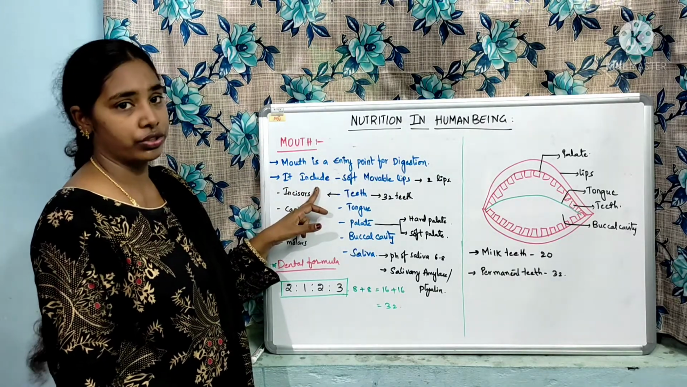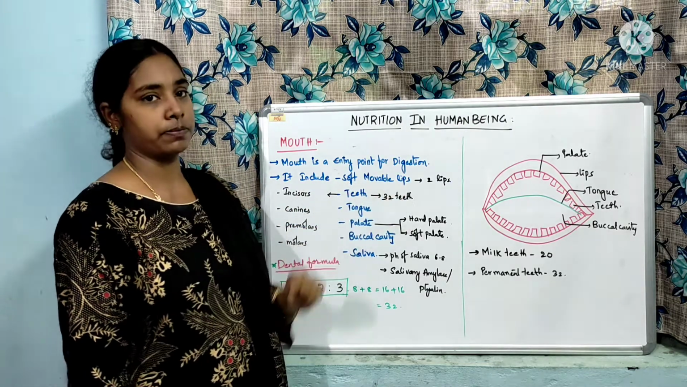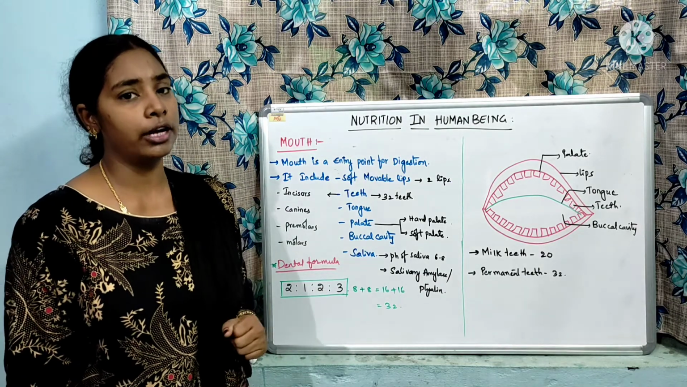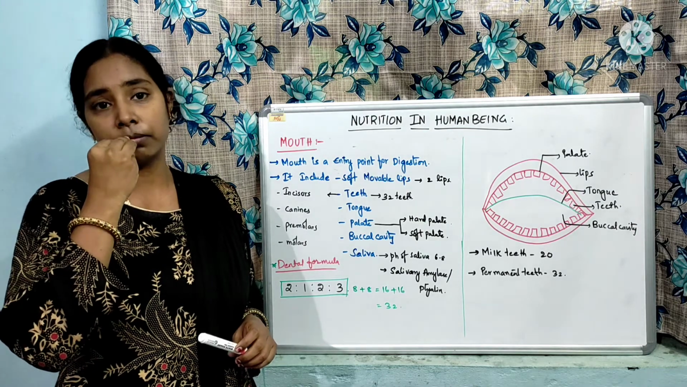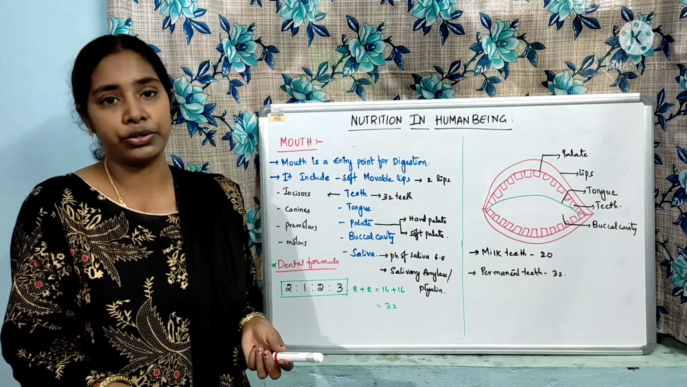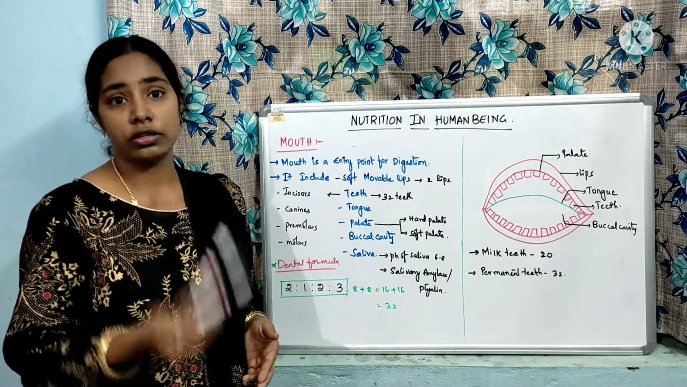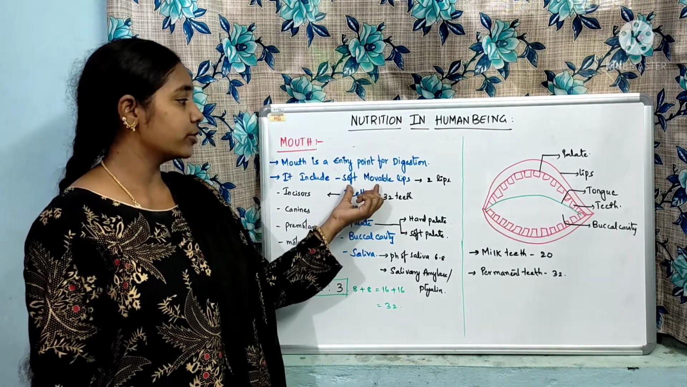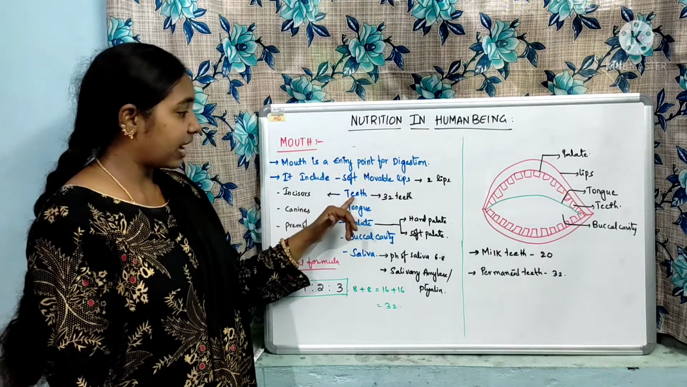Next, what does the mouth include? The mouth includes soft movable lips. Then you might have a doubt: how are lips involved in digestion? When you put food inside your mouth, your lips get closed. If they are not closed, whatever food you keep may come out. Is it clear, children? So the lips are not only useful to speak or talk, they are also helpful in digestion. They are two. Next, we have teeth.